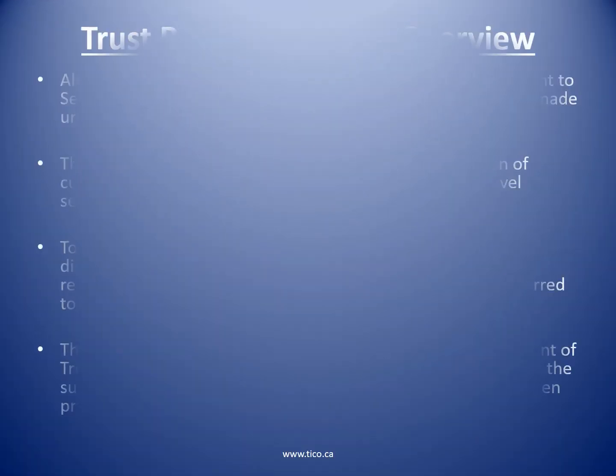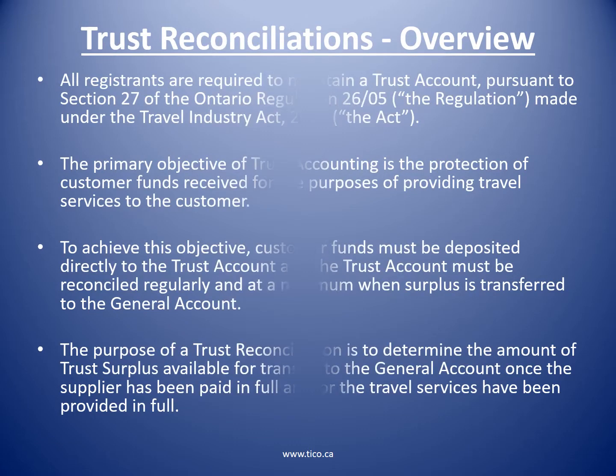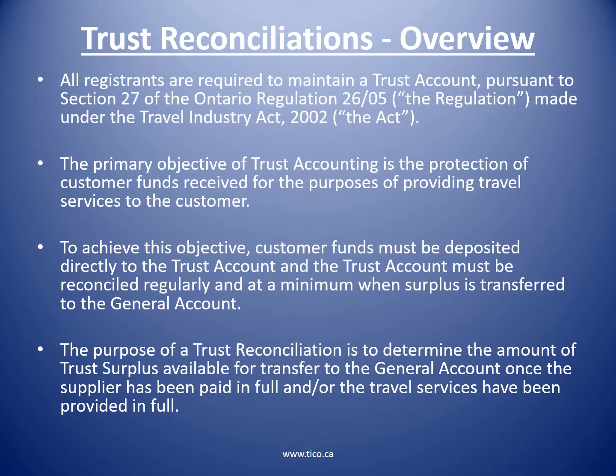Here is a brief overview of trust accounting and specifically trust reconciliations. All registrants are required to maintain a trust account pursuant to Section 27 of the Ontario Regulation made under the Travel Industry Act. The primary objective of trust accounting is the protection of customer funds received for the purposes of providing travel services to the customer.